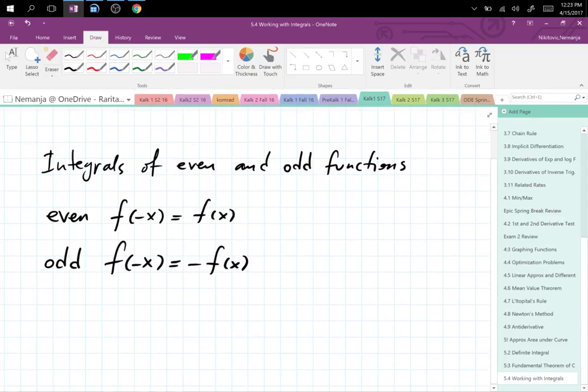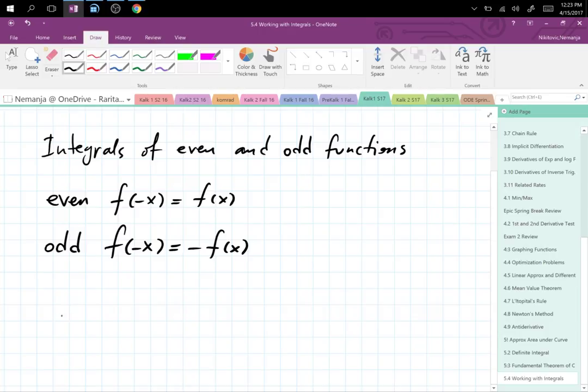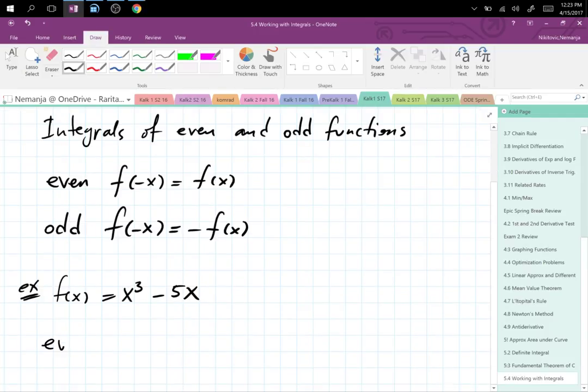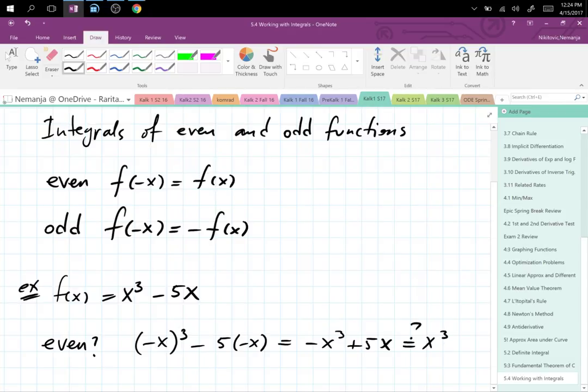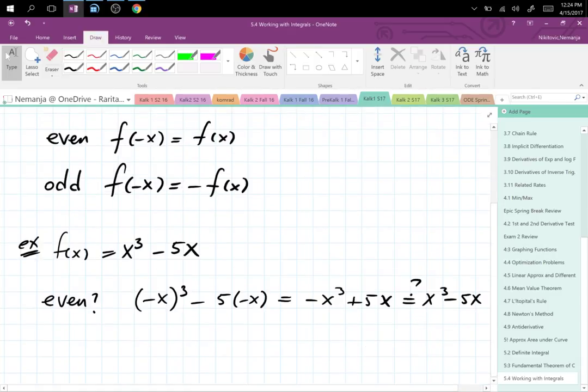You can use this to test. Say you have a function, as an example, f of x is equal to x cubed minus 5x. You try to see if it's even. So you plug in negative x: negative x cubed minus 5 times negative x. You compute that and you get minus x cubed plus 5x. That is supposed to be the same as the original function, but you see that the signs are not the same. So is it even? No.